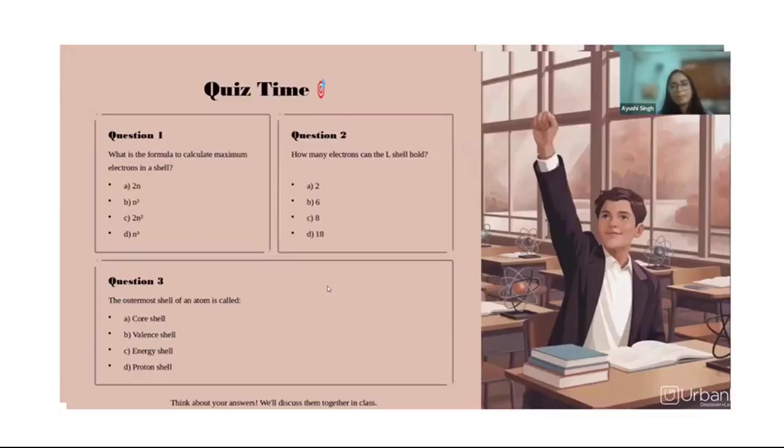And with this, we come to questions now. So the first one is, I hope this is clear. Okay, if any doubts, you can always reach out to me on my Urban Pro profile, or you can just comment down and I'll try to answer those questions. Okay. So here, the first question for you would be, what is the formula to calculate maximum electrons in a shell? I hope you'll be able to do this easily now. Question 2 is, how many electrons can the L shell hold? And the last is, the outermost shell of an atom is called core shell, valence shell, energy shell, or proton shell. So you can think, and we can discuss maybe in regular class also if you have any doubt, or like I said, you can comment.